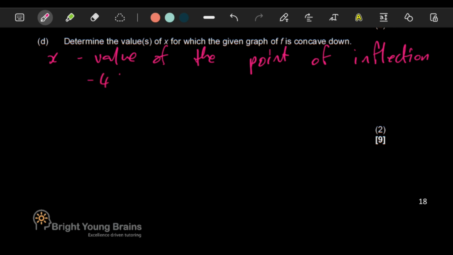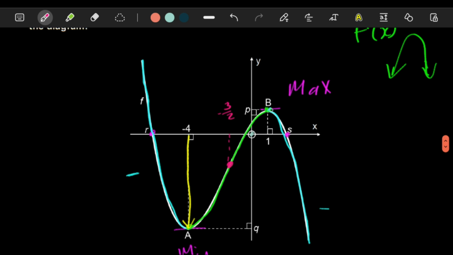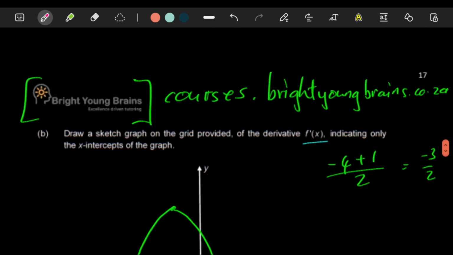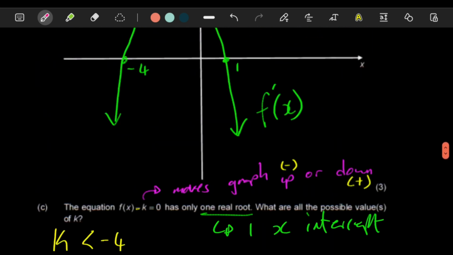So the x value of the point of inflection is the value that is right in the middle of your two x values, your two turning points. The one turning point is at 1, the other one is at negative 4. So the point of inflection is at this point.